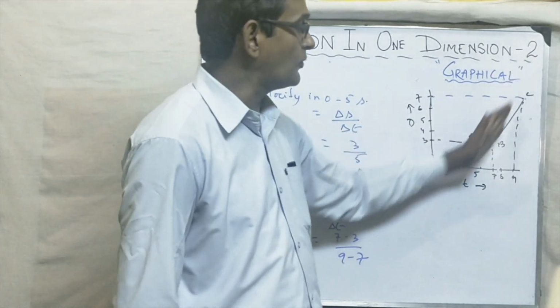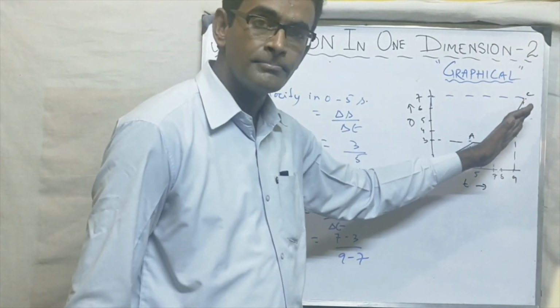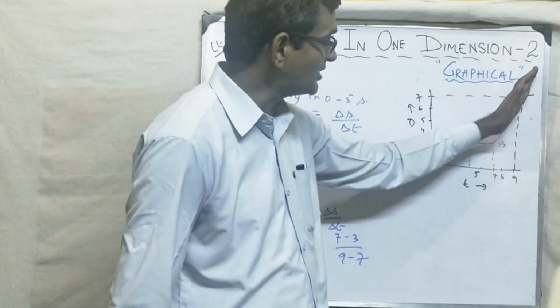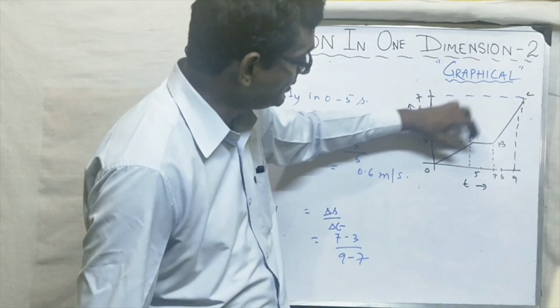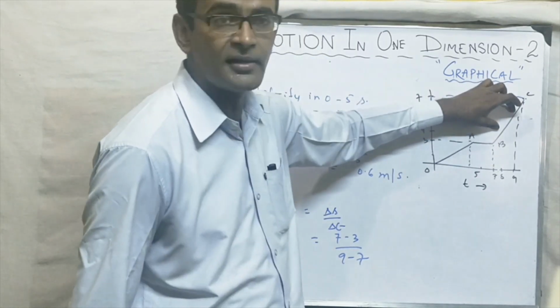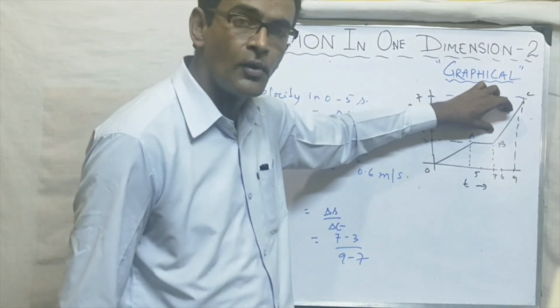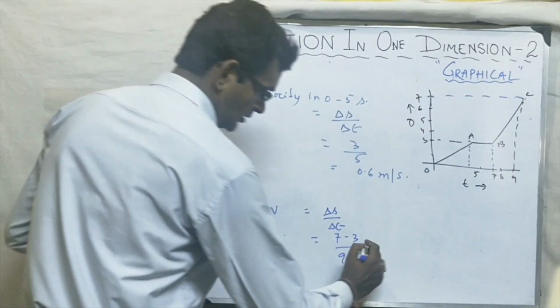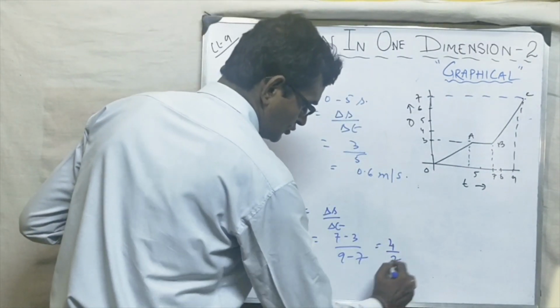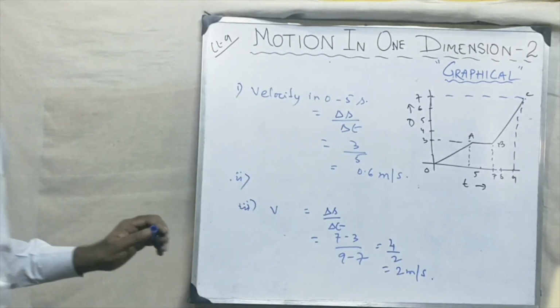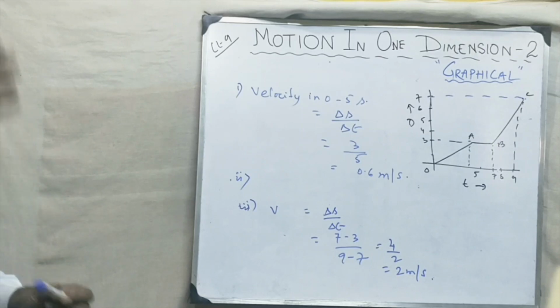Because here also the velocity is what? Uniform, because this is also a straight line. As this was a straight line, the velocity was uniform there, so here also the velocity will be uniform. Simple. Okay, 4 by 2, 2 meter per second. So this is all about the velocity.